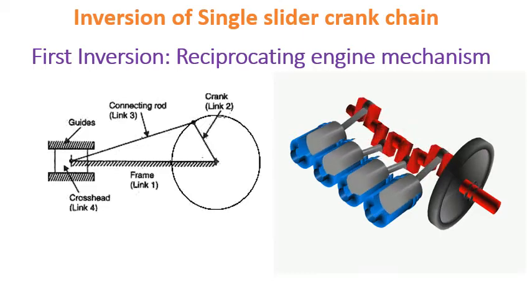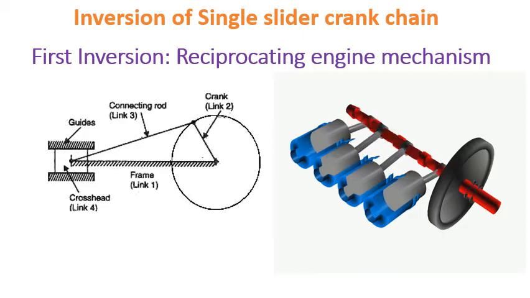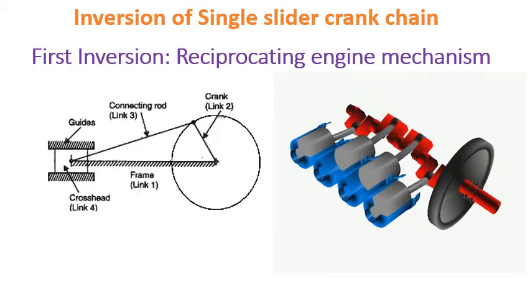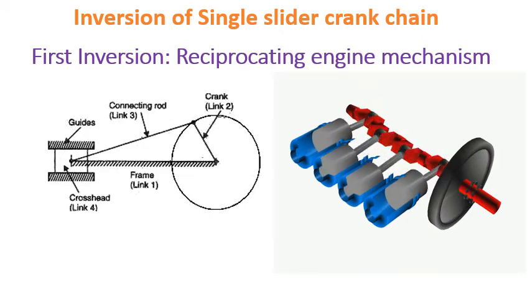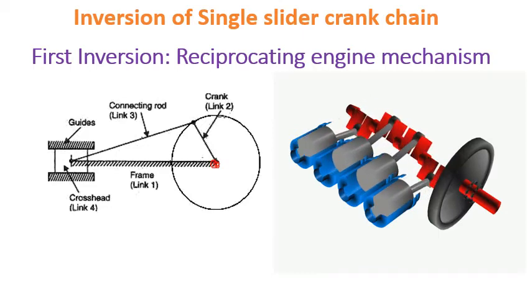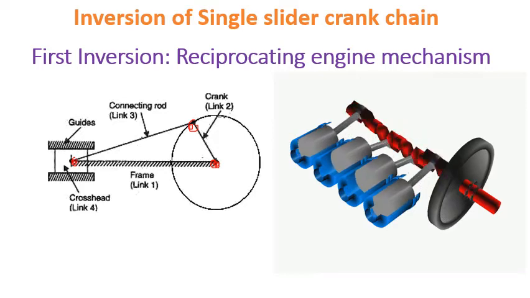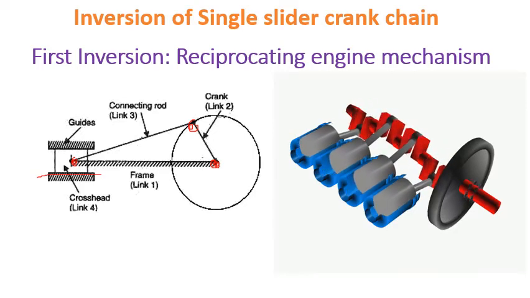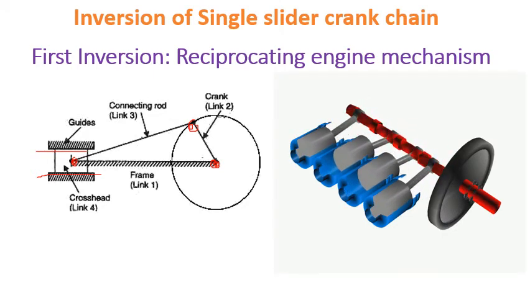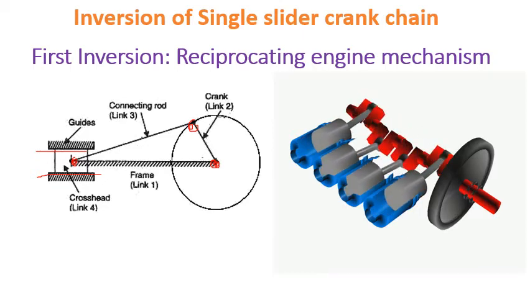The reciprocating engine mechanism is the simplest type of single slider crank chain. You can see in the figure, it consists of three turning pairs and one sliding pair. This is one turning pair, second one, and third one. These are the three turning pairs, whereas here we have the sliding pair. Between these guides and the slider, we have one sliding pair, and three turning pairs.